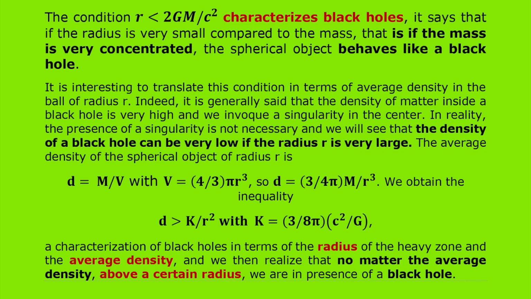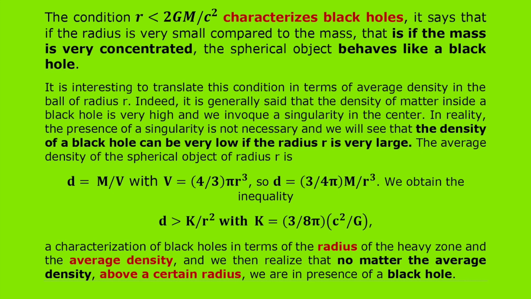It is interesting to translate this condition in terms of average density in the ball of radius small r. Indeed, it is generally said that the density of matter inside a black hole is very high, and we invoke a singularity in the center. In reality, the presence of a singularity is not necessary, and we will see that the density of a black hole can be very low if the radius small r is very large.